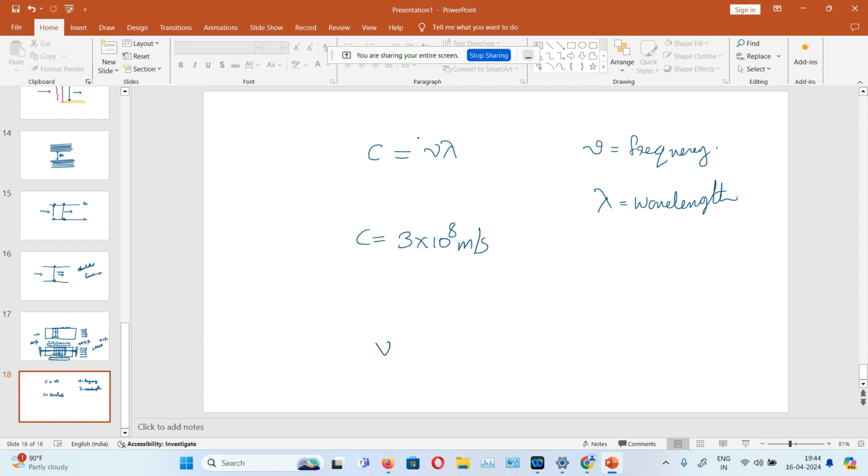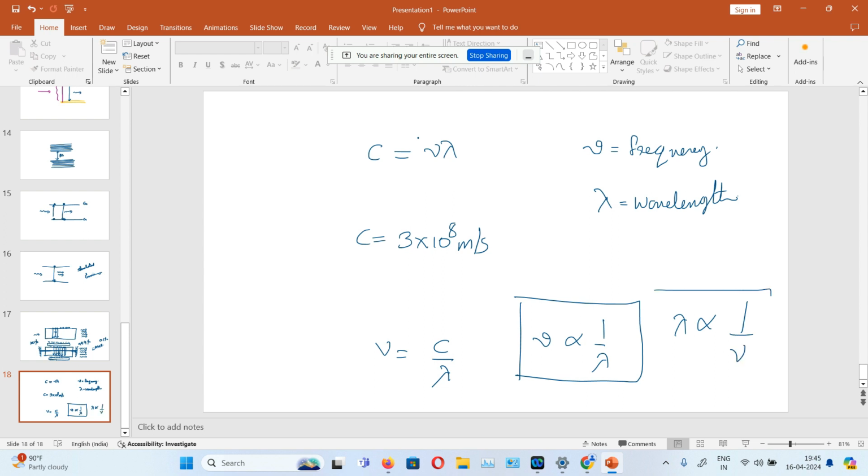So we can see that nu is equal to c by lambda, so nu is proportional to 1 by lambda. So the relationship between frequency and wavelength of light in the electromagnetic spectrum is inversely proportional. Either nu is proportional to 1 by lambda or lambda is proportional to 1 by nu. The relationship is nu equal to c by lambda, lambda equal to c by nu.